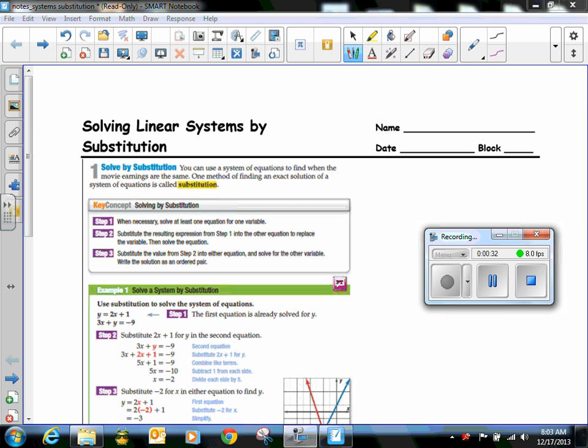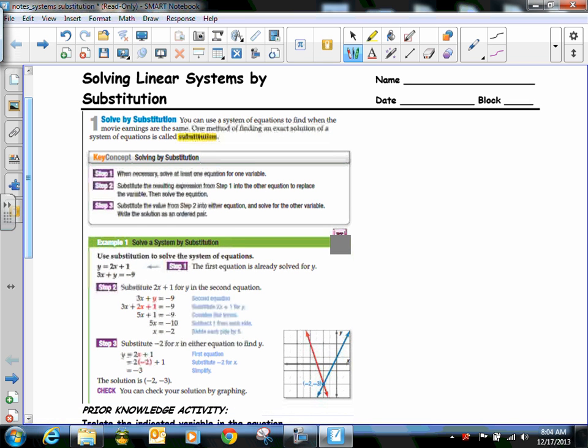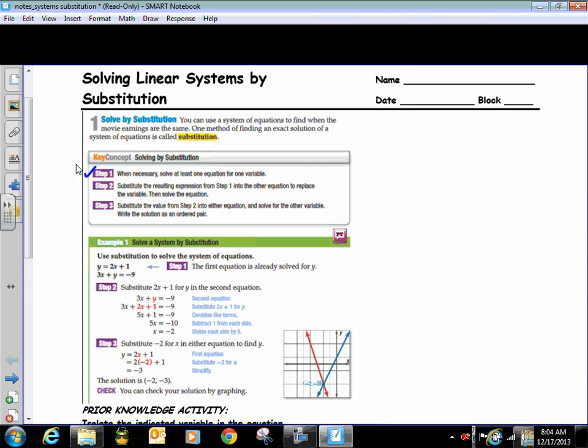So when we want to use substitution to solve, we want to solve one equation for one variable. So we're going to solve for either x or y, whichever variable that we're given. That's our step one. Step two is to substitute. That's why we call it the substitution method. Substitute the resulting expression from step one into the other equation. Step three is to substitute the value that you get from step two into either equation and solve for the other variable. And that's how we'll get our ordered pair.